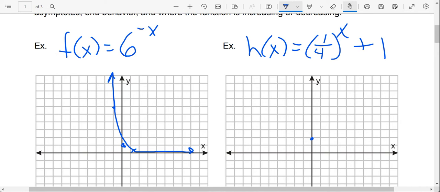If I put, let's say, 1 in, 1/4 to the 1 power is going to be 1/4. 1/4 plus 1 is going to be a little over 1. If I put negative 1 in, remember, anytime you get a negative exponent, you can flip it. So I can flip that 1/4 to get 4. Then 4 plus 1 is 5. And then if you pick other values, we're just getting closer and closer to 1 without touching. And this one will go to infinity.